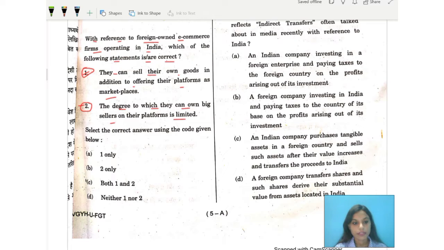So both of them can be seen in option C, that is both 1 and 2. We need to select the correct answer, so we have chosen option C to be the correct answer.